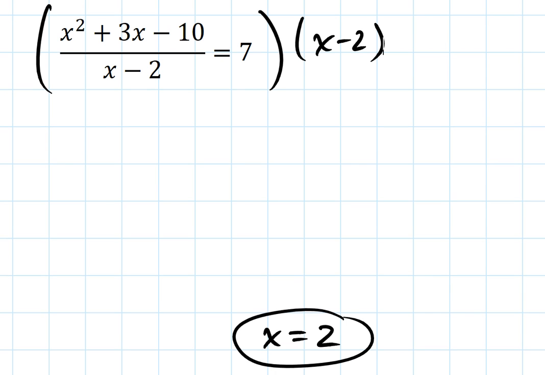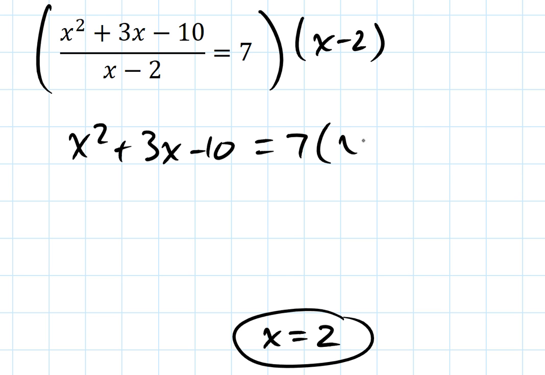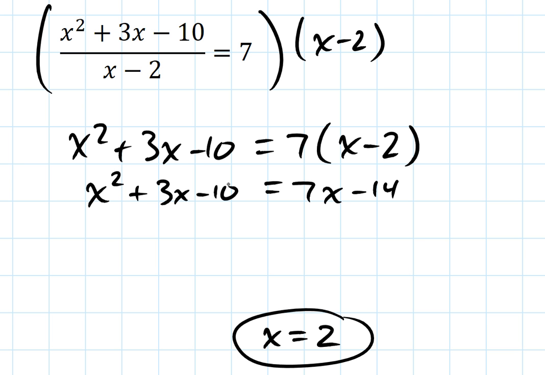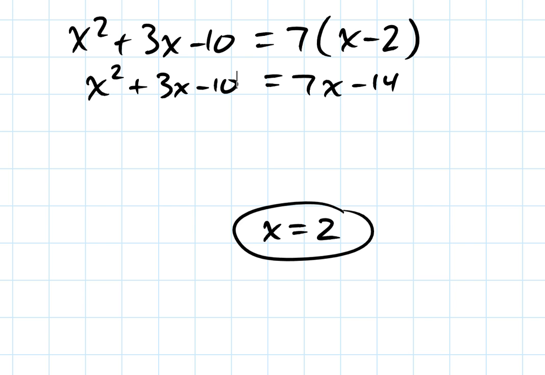If I did that, my left-hand side would become x squared plus 3x minus 10. And the right-hand side would become 7 times the quantity of x minus 2, which simplifies to 7x minus 14. If I was to subtract 7x from both sides, for example, this would become x squared minus 4x. And at the same time, if I was to add 14 to both sides, this would become a plus 4. And this now equals 0.